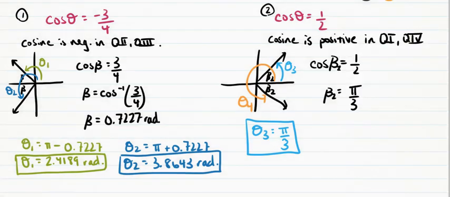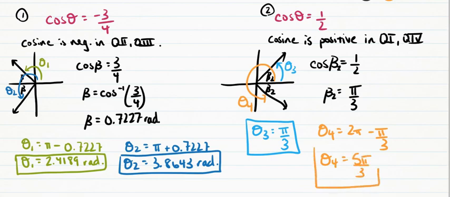And theta 4 is going to be 2 pi minus pi over 3, which means that theta 4 is 5 pi over 3. So this quadratic trigonometric equation ended up giving us 4 possible solutions between 0 and 2 pi: theta 1, theta 2, theta 3, and theta 4.